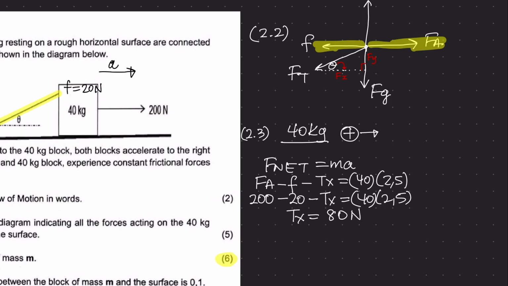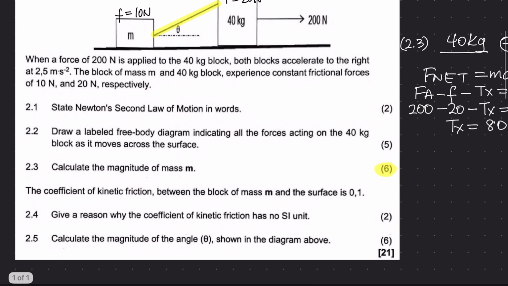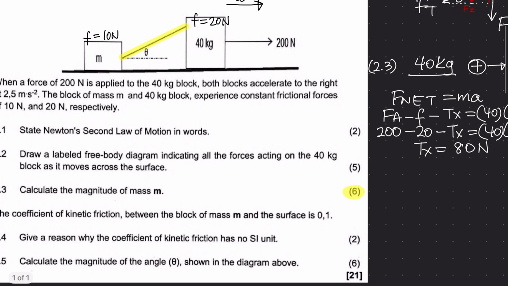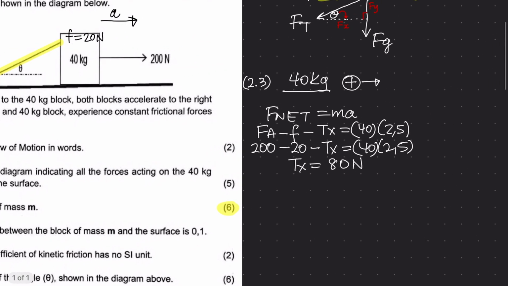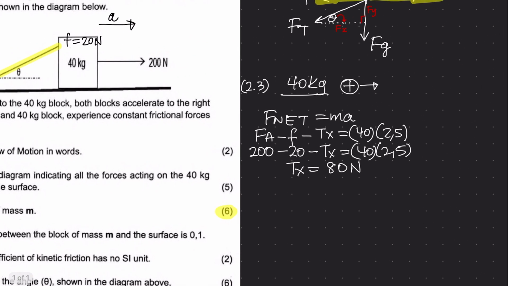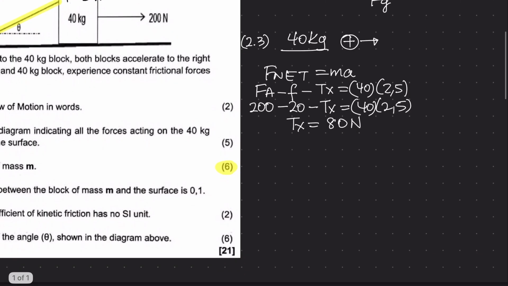Okay, so this is obviously a start, because remember the question asks for the magnitude of mass m. Now m is the other block, so we need to draw in a free body diagram for the other block. Okay, so for the other block, there's going to be gravity, so Fg. There's going to be a normal force, Fn. There's going to be a friction, and there's the tension, right? And the angle theta is here.